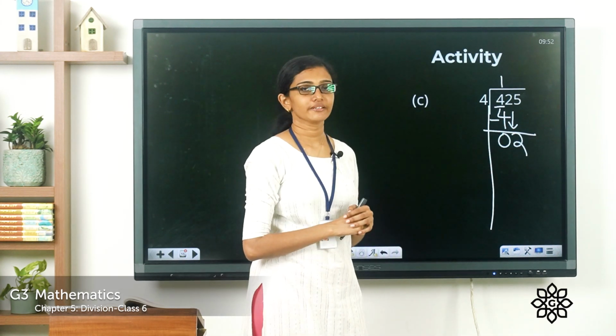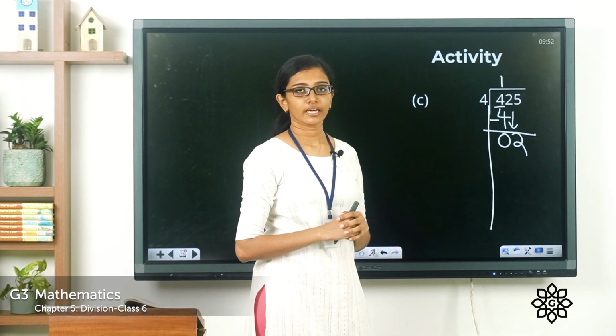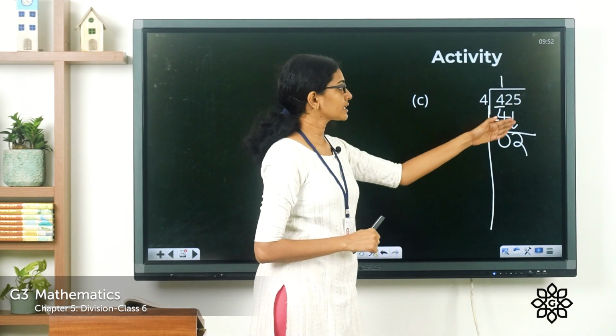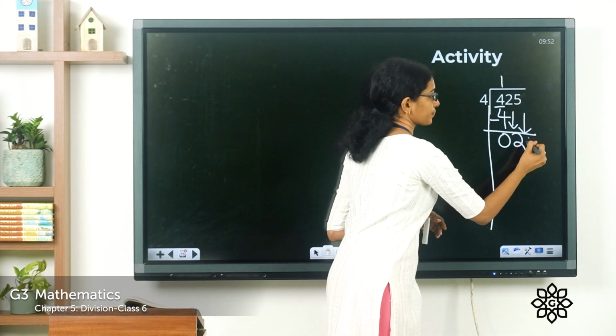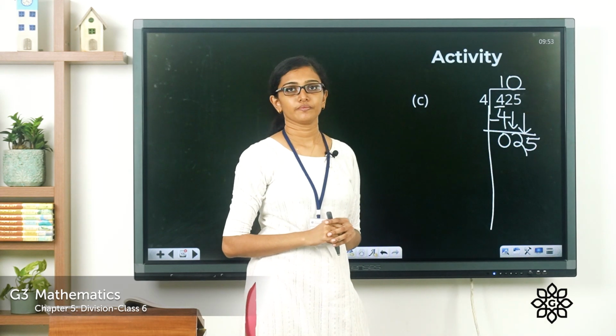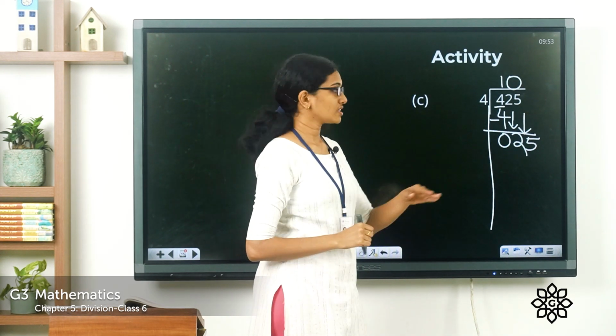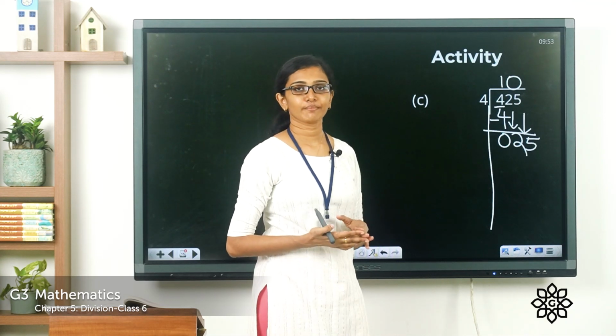Now we have 2 divided by 4. But can we do 2 divided by 4? We cannot do that, right? So let's bring down the next digit as well, which is 5. And at the same time, put a 0 at the top where you write the quotient. So now you have 25 divided by 4. Let's recite the table of 4.